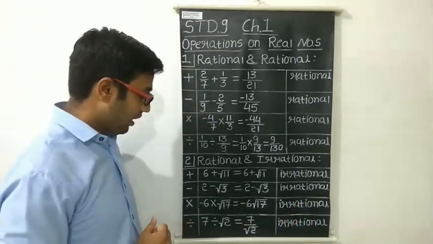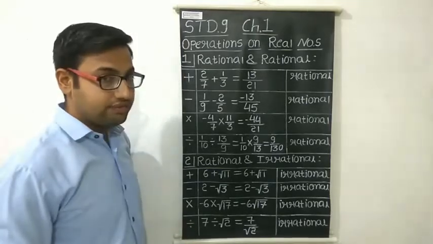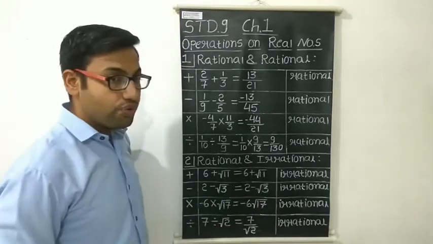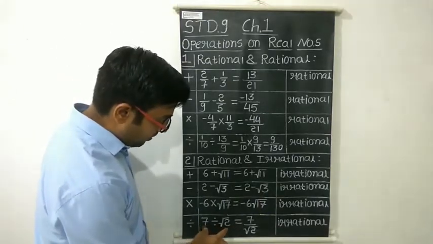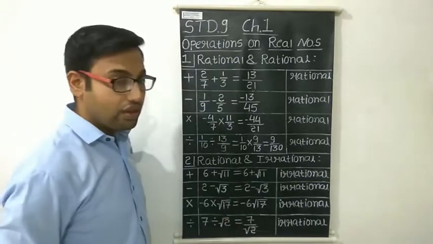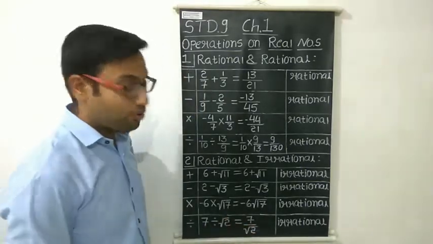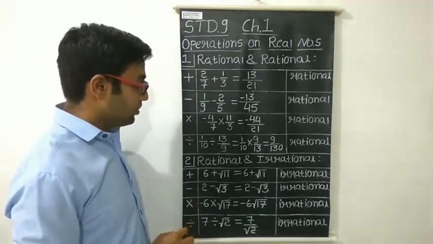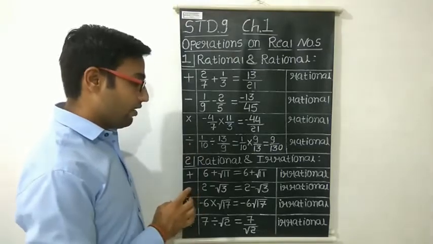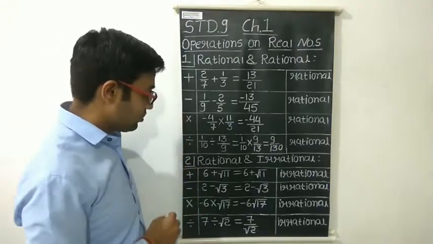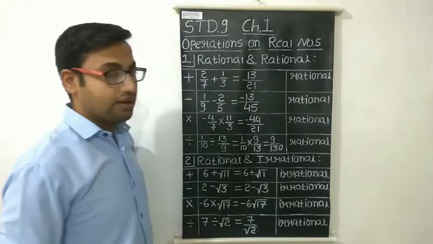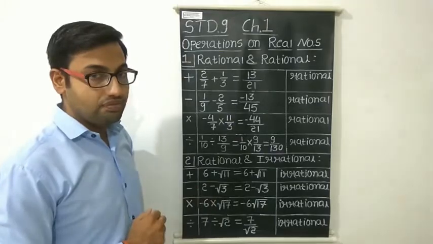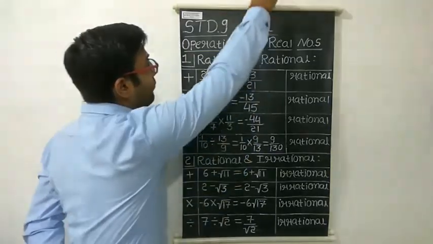Fourth operation, that is of division. So first rational number is 7, second irrational number is root 2. By dividing these two numbers, we will get 7 divided by root 2. And what kind of number is 7 divided by root 2? Again, it is an irrational number. So the conclusion for the second case is, whenever we apply the basic operations on rational and irrational numbers, then the result is always irrational. Right? Now we will move ahead for the third case.